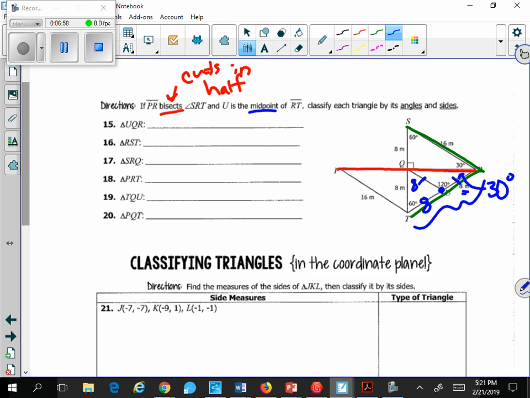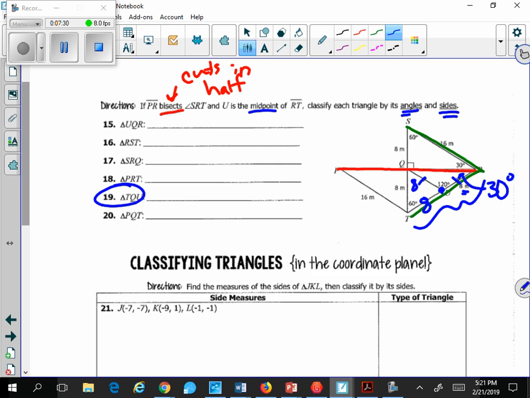So I'm not actually going to do any of these for you because I think that you'll be okay just looking at using what you know about triangles, about scalene, isosceles, equilateral, and the other 4 words we looked at. But what they want you to do here, you need to classify it by angles and sides. So what that looks like, let's look at TQU, number 19.